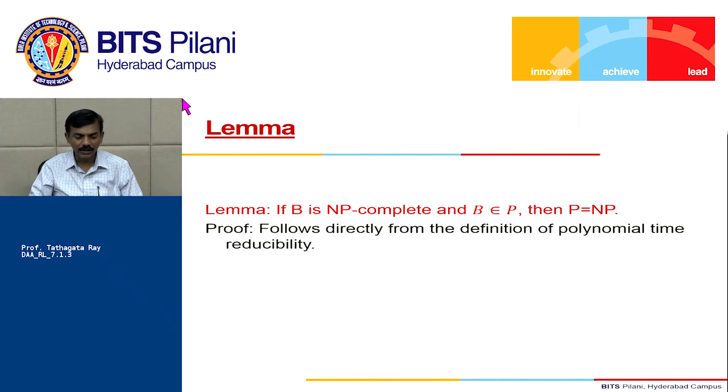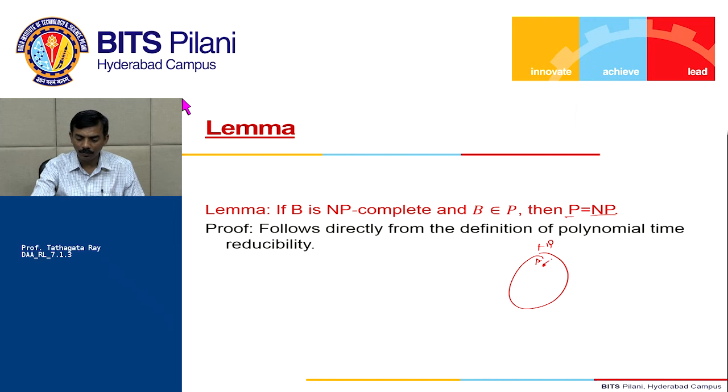So here comes the first lemma, which I just explained. If my language B is NP complete, and if I know that B belongs to P, that means I have a polynomial time algorithm for B, then P is equal to NP. Then I can show that these two classes are the same, and it follows from the definition. What am I doing? Here is my NP, all the problems in NP. So I choose a particular problem, let's say that's A.